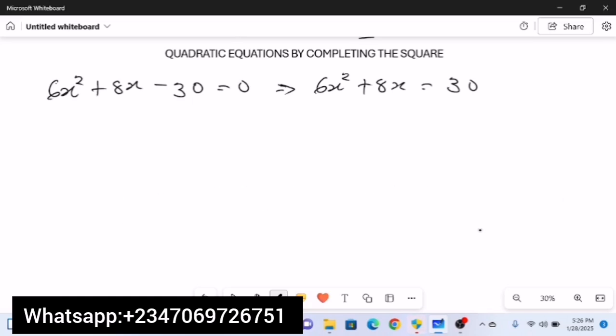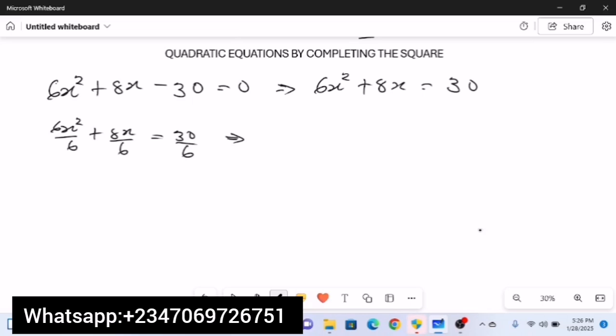The next thing we'll do is divide all through by the coefficient of x squared. The coefficient of x squared is simply 6, which is the number attached to x squared. So divide all through by 6. And if you do that, you're going to have 6x squared all over 6 plus 8x all over 6 equal to 30 all over 6.